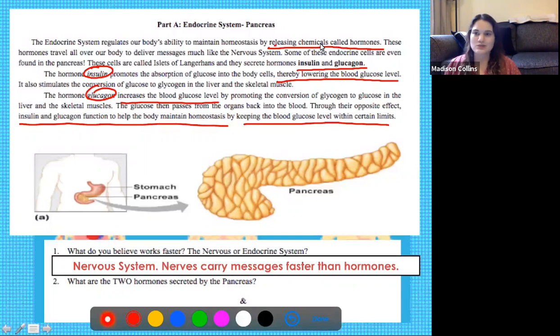But the endocrine system is more slow, more gradual release. You're going to be going through puberty for a few years, okay? Those changes are gradual, and those hormones are going to deliver those messages more slowly and long term.